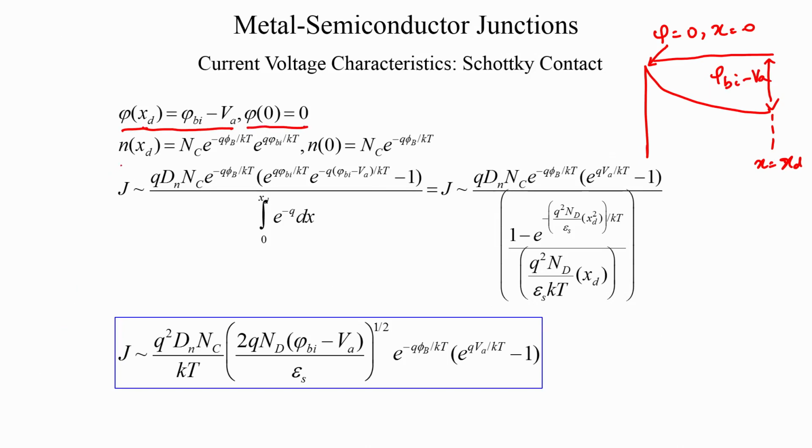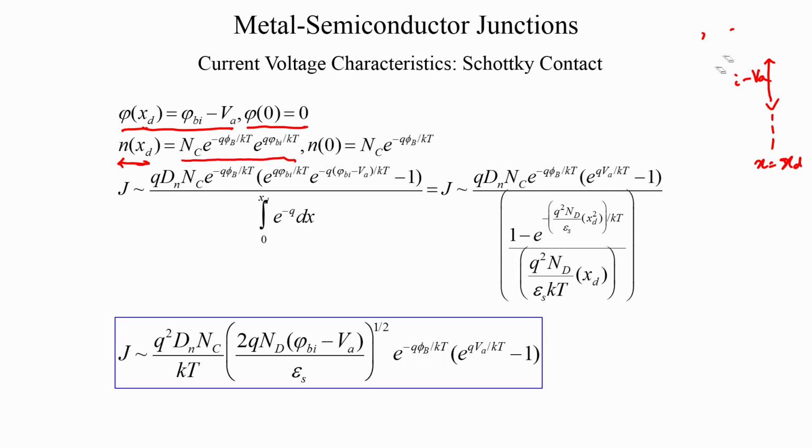and the charge concentration at x d is the same as we had said, it is going to be the same as the equilibrium concentrations. That is one of the assumptions we have made. Okay. So, the concentration at x d is n c e to the power minus q phi b by k t into e to the power q phi b i by k t. Okay. So, how does that come about?